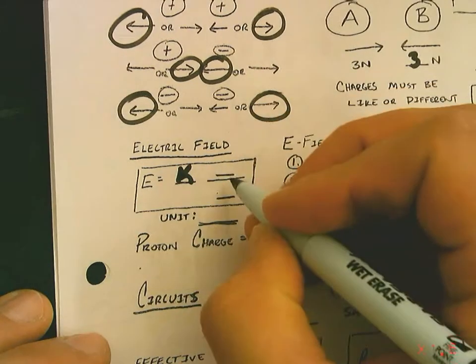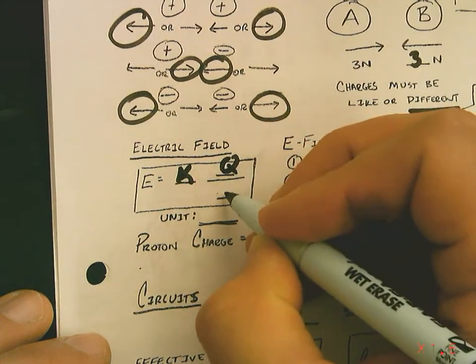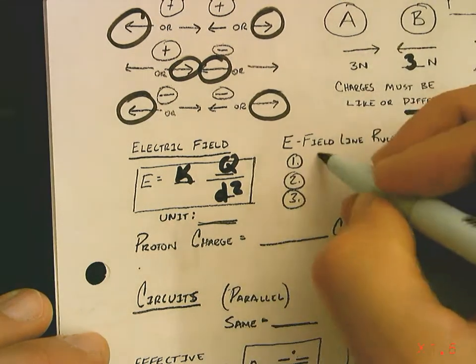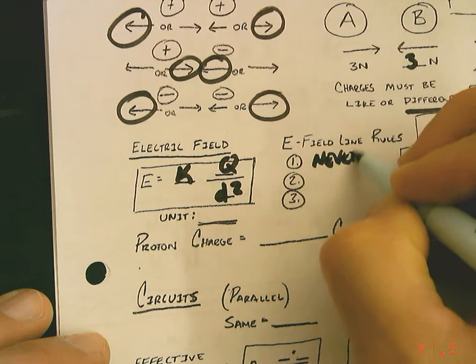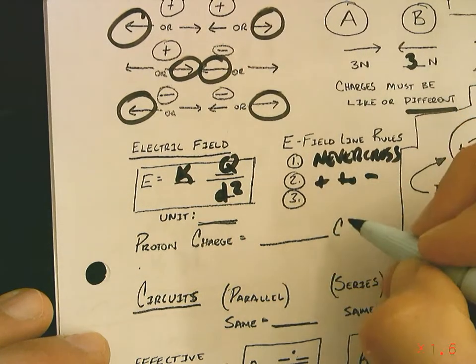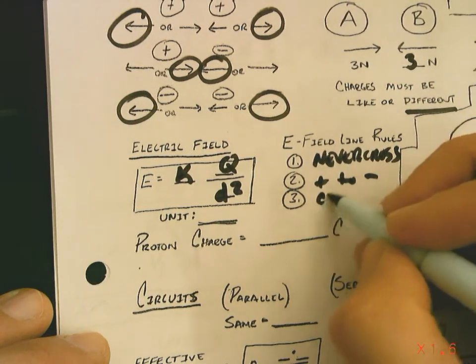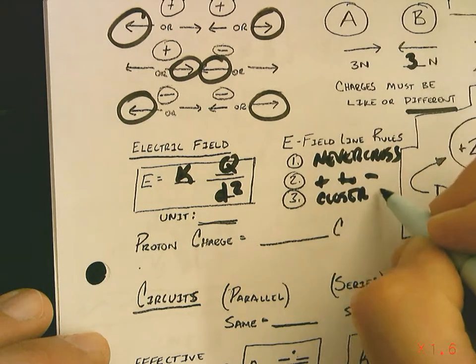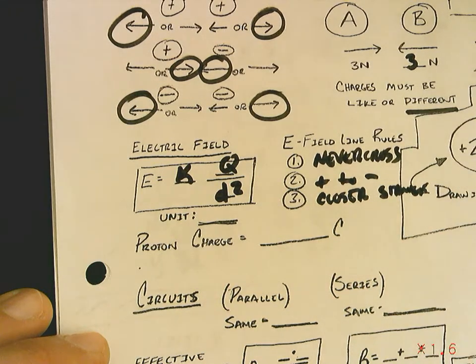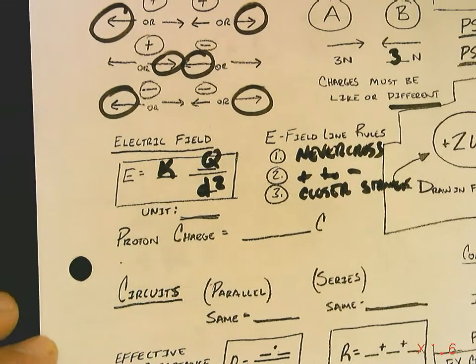Electric field is equal to the K constant times the source charge divided by the distance squared. Electric field line rules. They never cross. Positive to negative. Closer, stronger. There is a 4th rule, and that's electric field is always tangent to the field line.